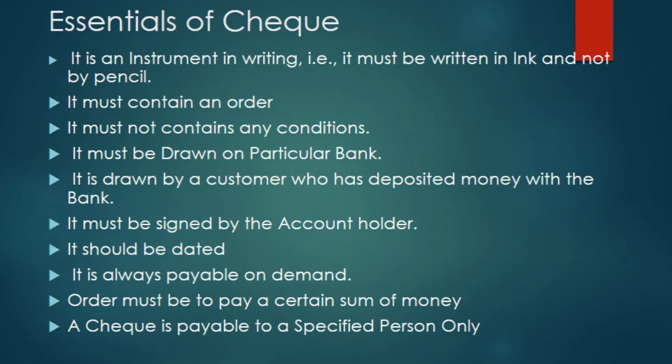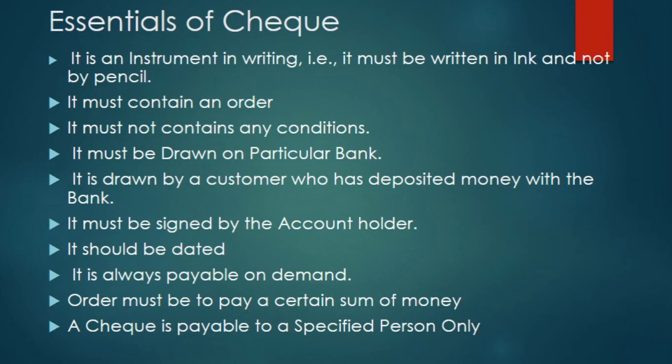The next feature of a check is it must be drawn on a specified banker. Check is drawn only against the specified bank where the drawer has maintained his account. When checks are issued to the customer, it bears the name and address of the banker, and the check should be drawn on that particular branch of a bank.